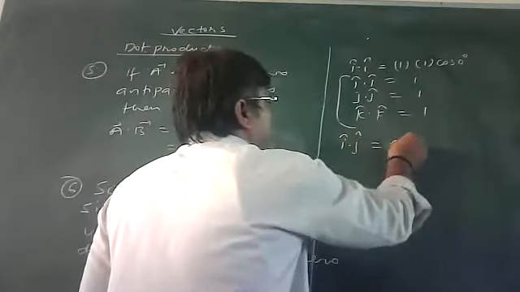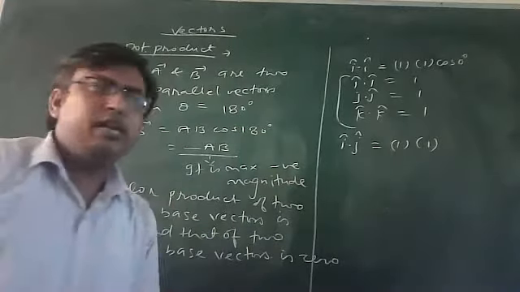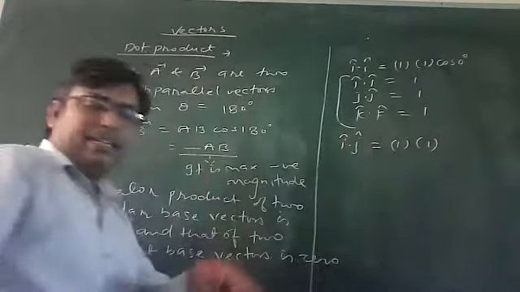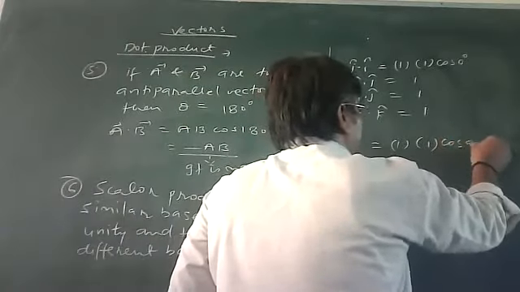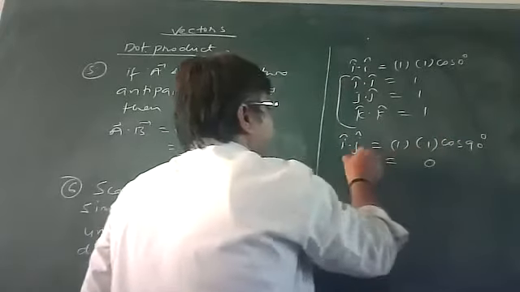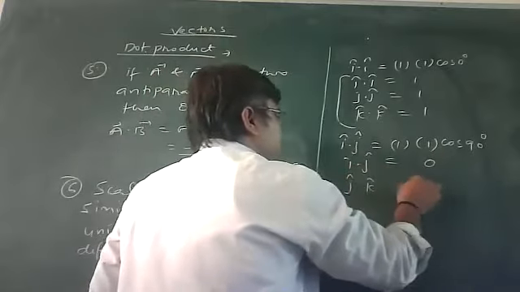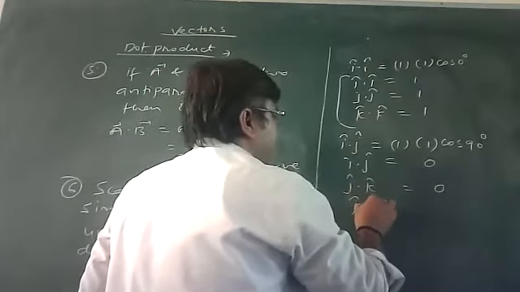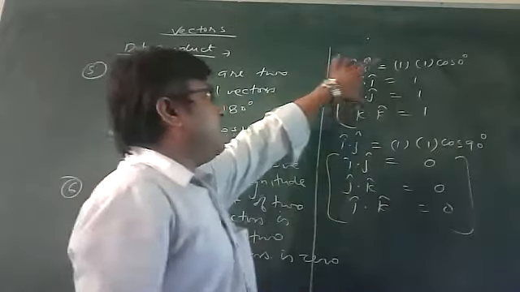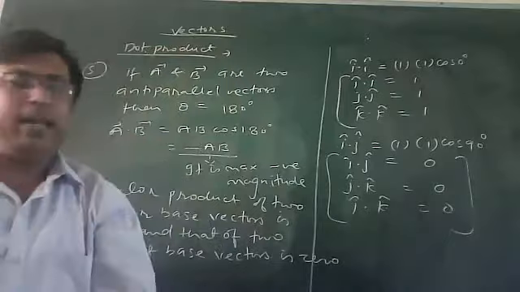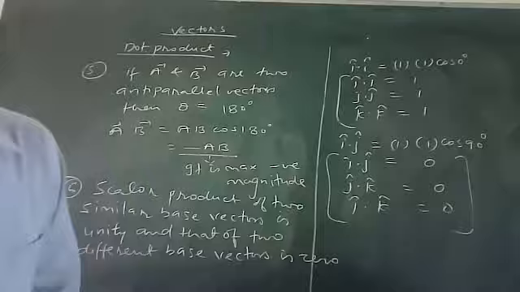j, the magnitude of I cap is 1, the magnitude of j cap is also 1, because j cap is also a unit vector. But I is along the x-axis, j is along the y-axis. The angle between the x and y-axis will be 90. You will get cos 90, and cos 90 will be 0. So I dot j will be 0. If you write j dot k, you will get 0. If you write I dot k, you will get 0. So if I am multiplying similar base vectors, the result is unity. If I am multiplying two different base vectors by dot product, my result will be 0.